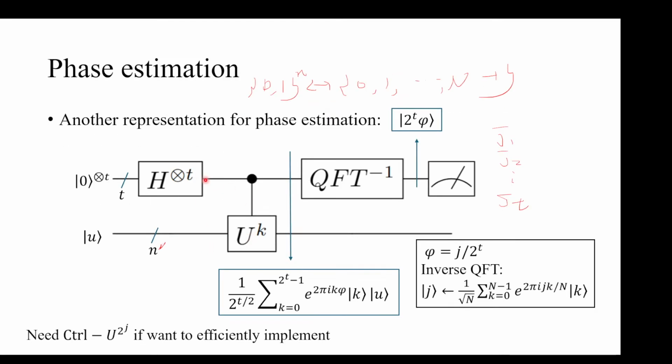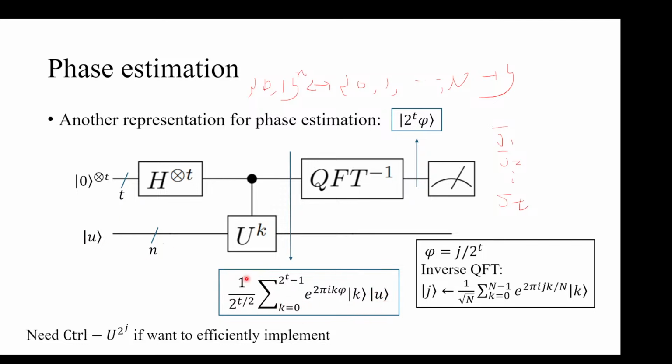Okay, and so that's only something extra here. Anyway, so that's the circuit we run. We put the eigenstate u on the second register, and the first register as 0 to the t goes through Hadamard to the t, so it's a uniform superposition of all the bit strings here. And then you apply this control U to the k here, and so the phase kickback should give you e to the 2 pi i k phi times, and then the first register was summation over k, and the second register is always u.